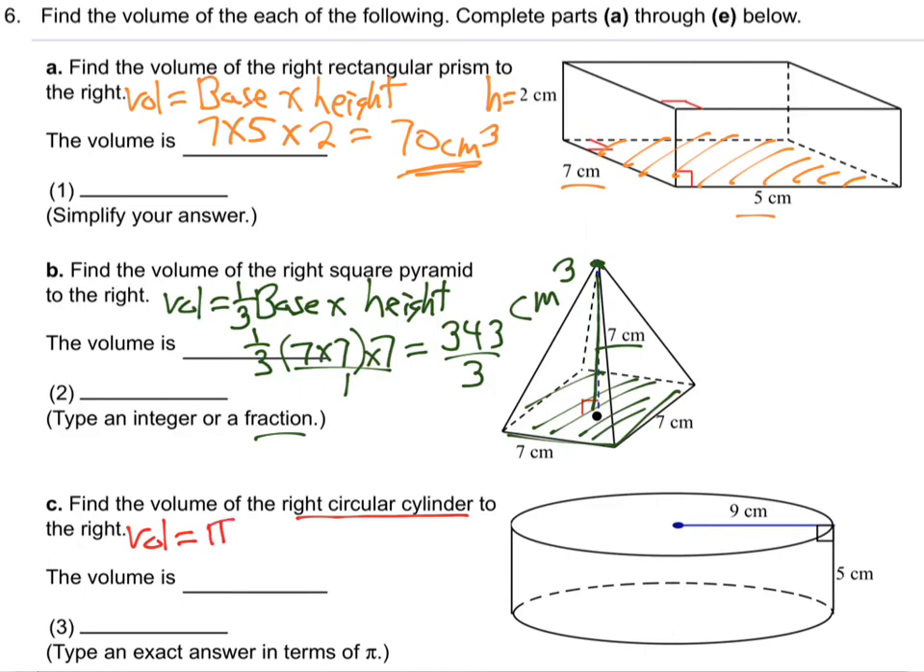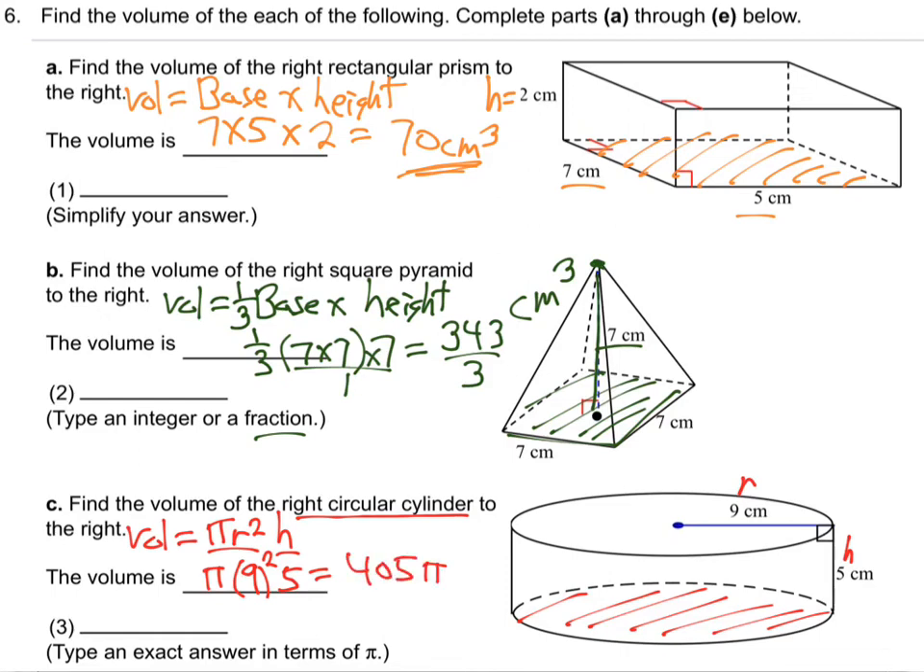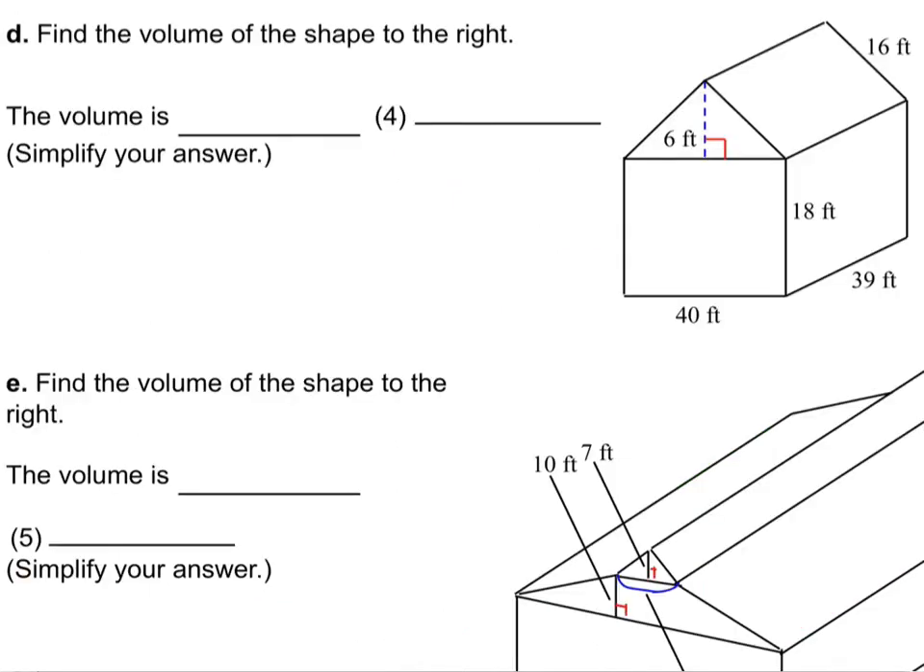So pi r squared times height. That's the area of the base. The base here is a circle. Pi r squared times the height. So pi, what's the radius? This is the radius here, the 9. Oops, do that a little bit better. 9 squared times the height, which is the 5 there. So that's, what's that? 405 pi. And the units, again, cubic centimeters, because volume is always cubic units.